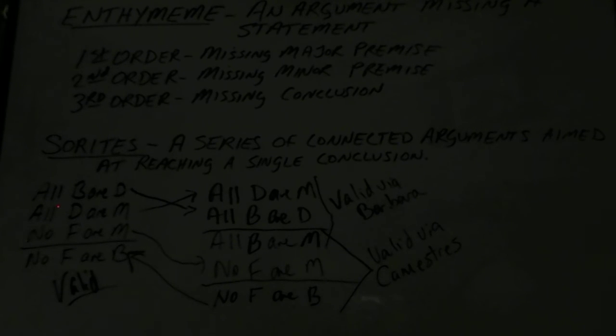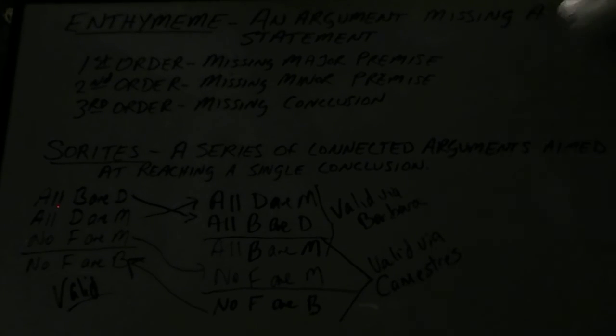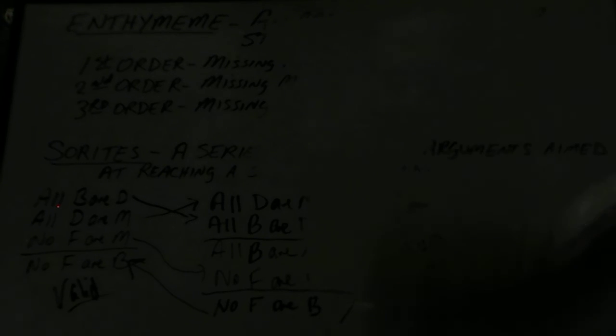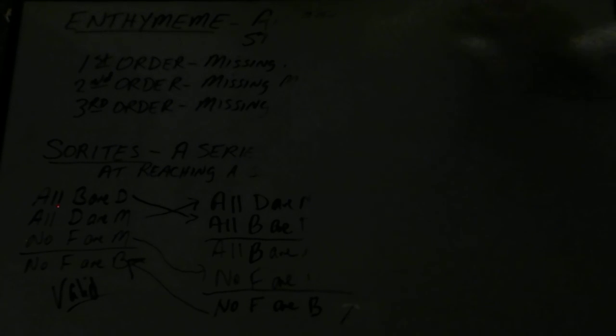Okay? And that's basically the way that the sorites is going to work. If you can work through it and reach the conclusion, then it's valid. If not, then it ends up being invalid. If you get to some point where you're stuck and can't move any further, then that is going to imply that it's invalid. So let's look at another one of these.